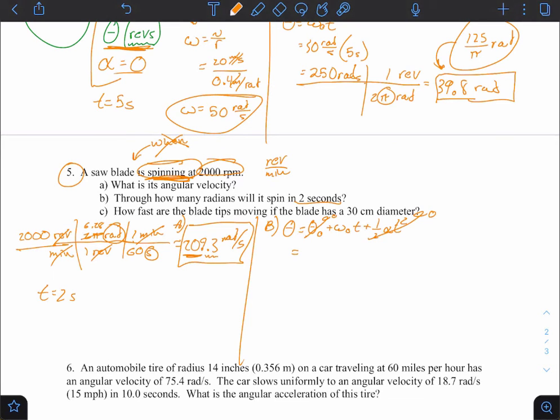The initial position we can assume is 0. And at this point, you just plug in omega naught t. So theta is 209.3 radians per second times the time, which is 2 seconds. So basically, you multiply your previous answer by 2, and you should get 419 radians.